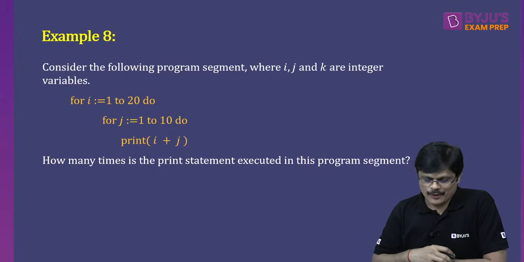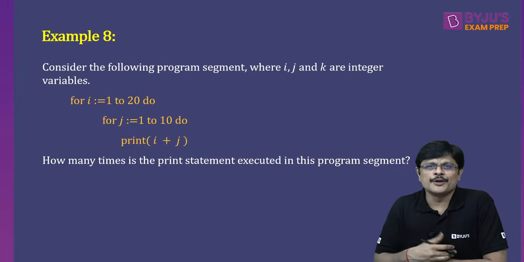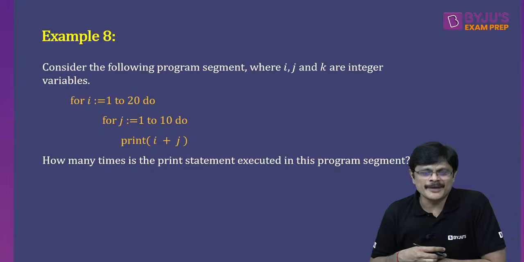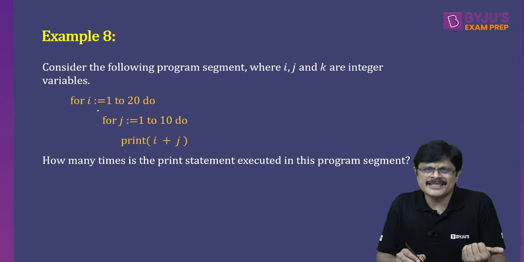Now let us take one programming question. Of course, these are very old program questions, directly from the Rosen book, I have taken this example. Consider the following program segment where I, J, K are integer variables. Okay. Now here it is a Pascal code, my dear friends.